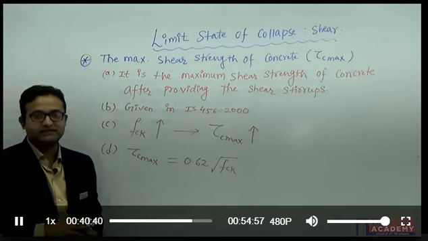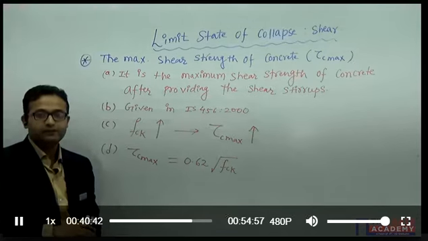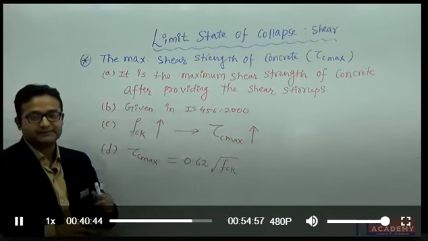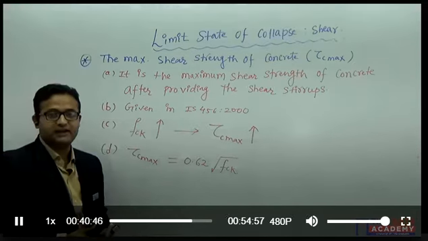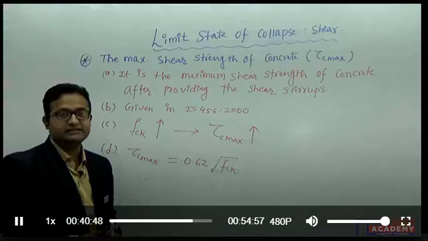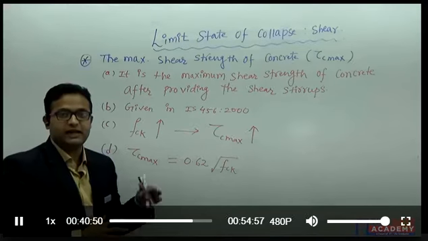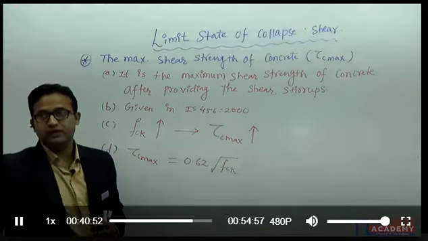So three things we have discussed, that is your tau v, tau c and tau c max. How to use these three parameters to design the shear stirrups, that we are going to discuss now.